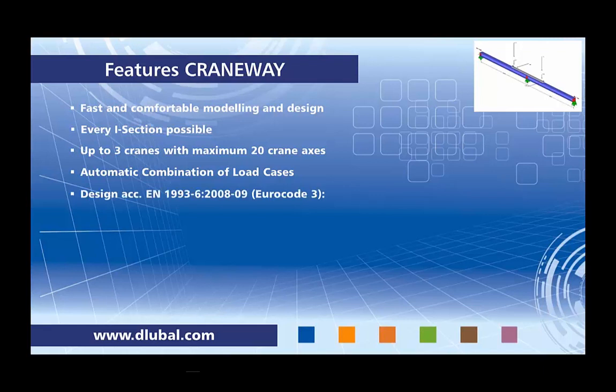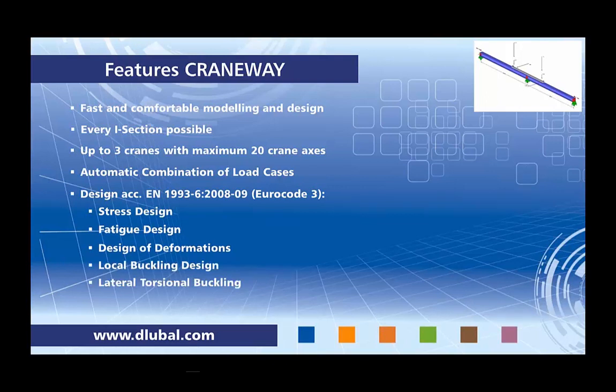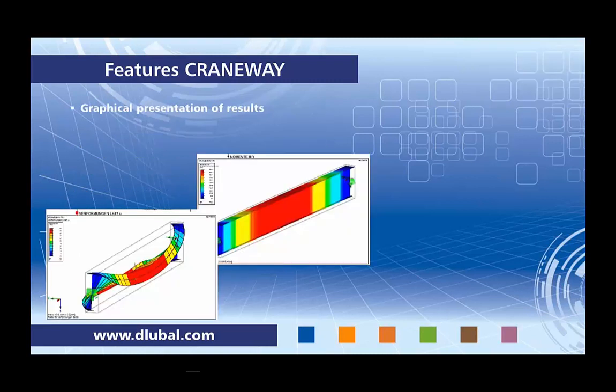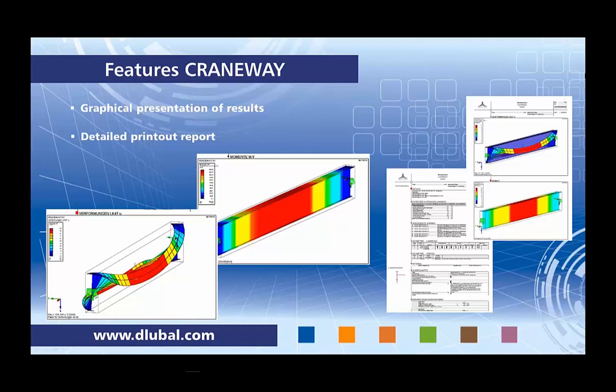The design is according to Eurocode 3 Part 6, which includes the stress design of the crane, fatigue, design of deformations, as well as the local buckling design and the lateral torsional buckling design according to the P-delta method or theory second order, including the warping of the cross-section. Another big benefit of CRANEWAY is that you can have a presentation of the results in the graphic, like deformations, bending moments, as well as a full printout, which makes a provable static calculation of the craneway possible.